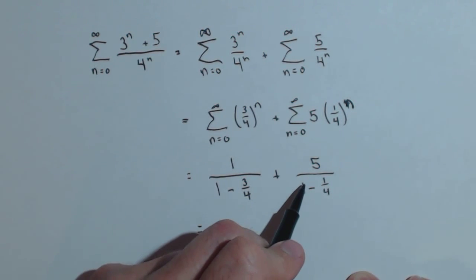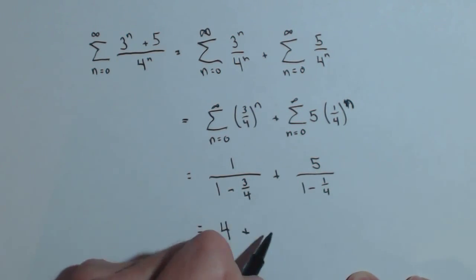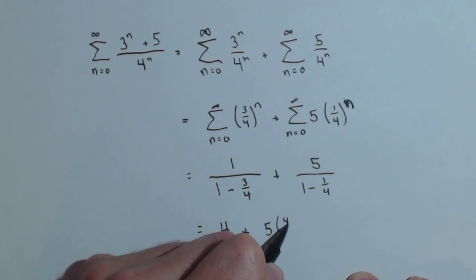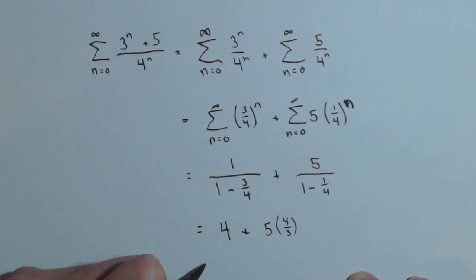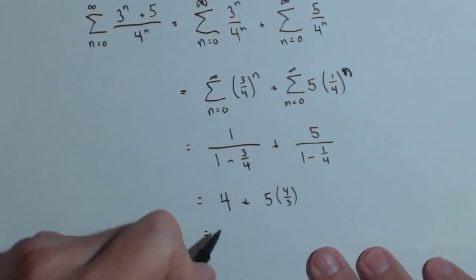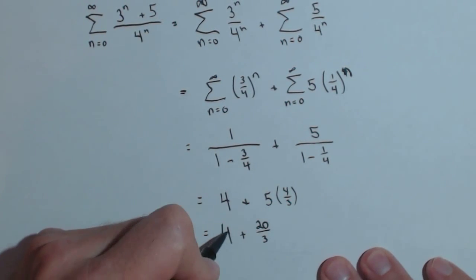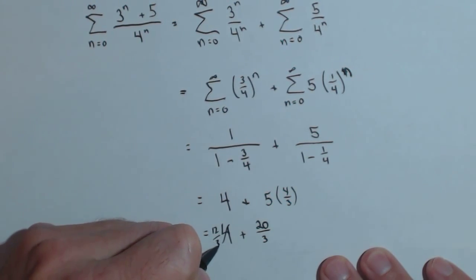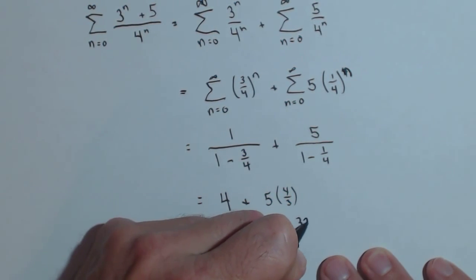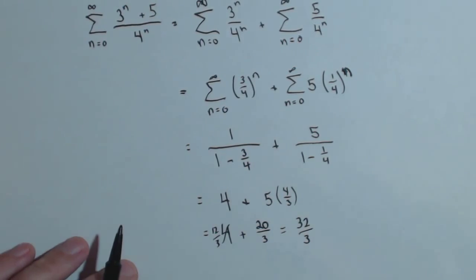Plus, here we're going to have 1 minus 1/4, which is 3/4. So we end up with 5 times 4/3. So we have 4 plus 20 over 3. This would be 12 over 3. So 32/3 is our sum.